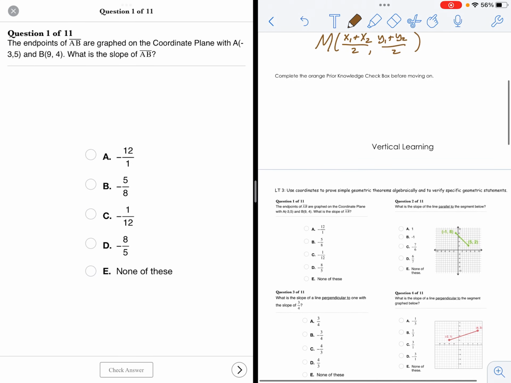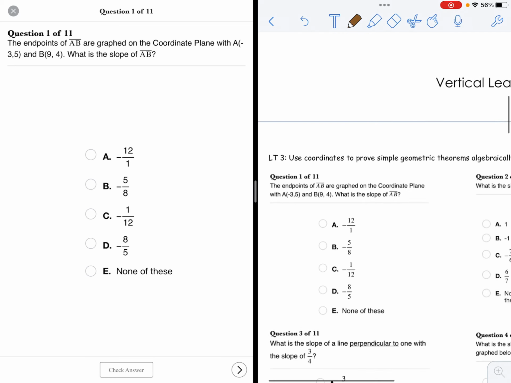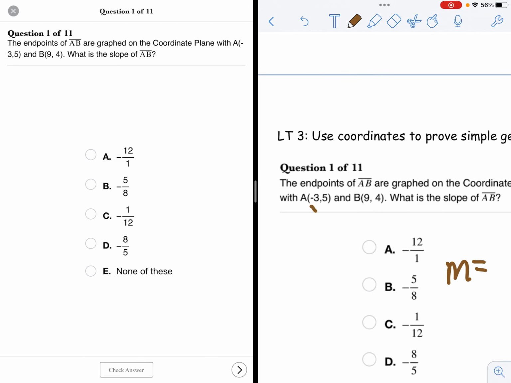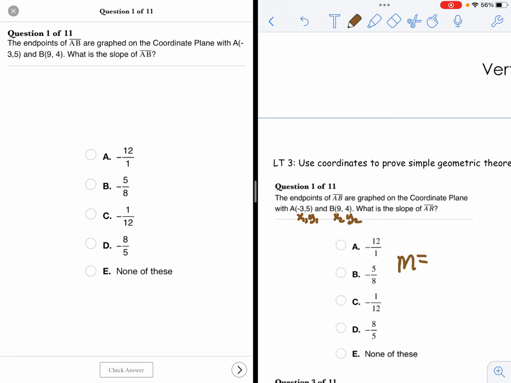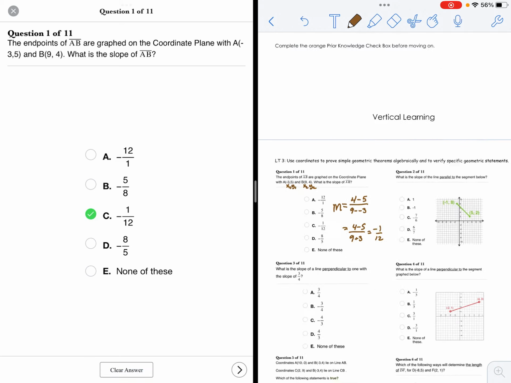Alright, looking at this one right here, we got endpoints of AB graphed on a coordinate plane. What is the slope of AB? Well, we have x1, y1, x2, y2. Remember, it doesn't matter which one's which. We just got to keep our work organized once we plug it into the formula. We got 4 minus 5, 4 minus negative 3. So remember, that can become 4 minus 5 over 9 plus 3, or negative 1/12. Sweet.